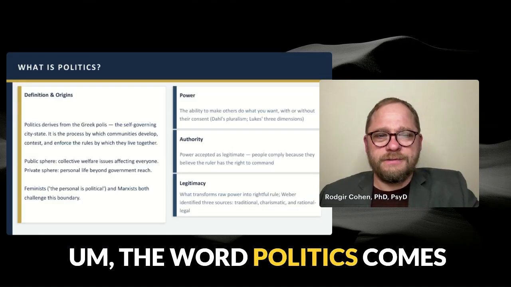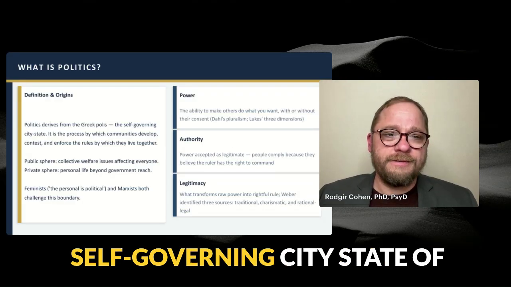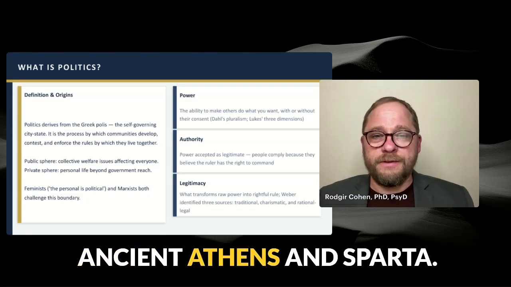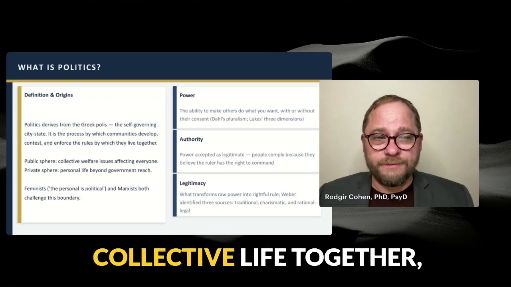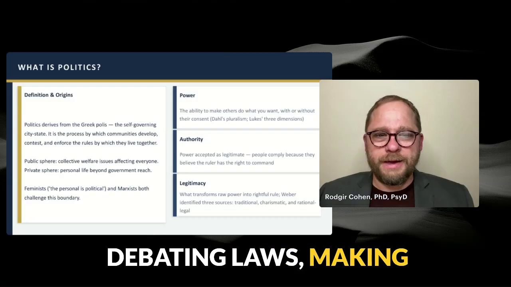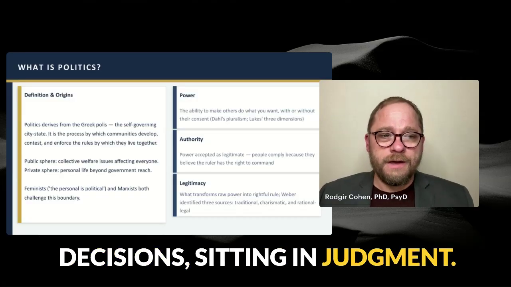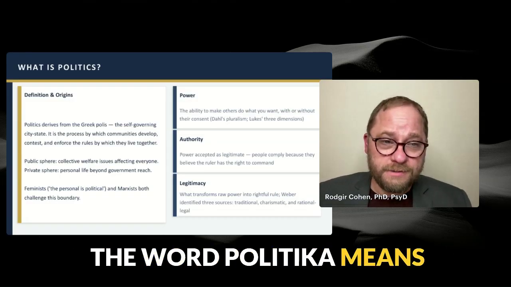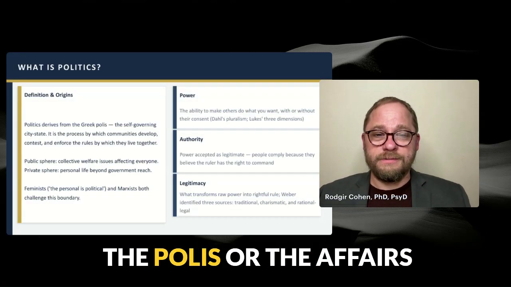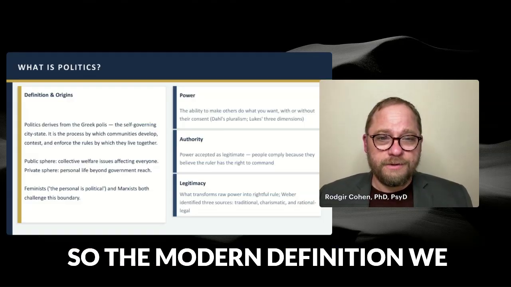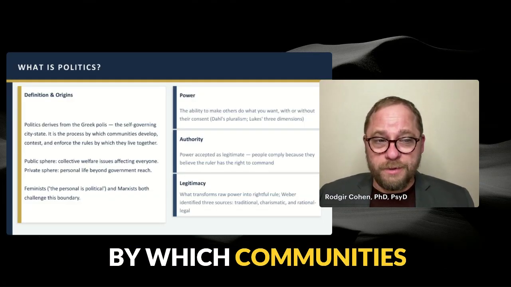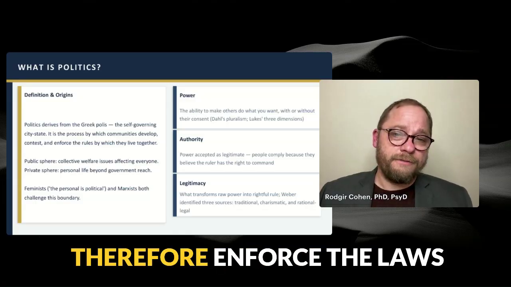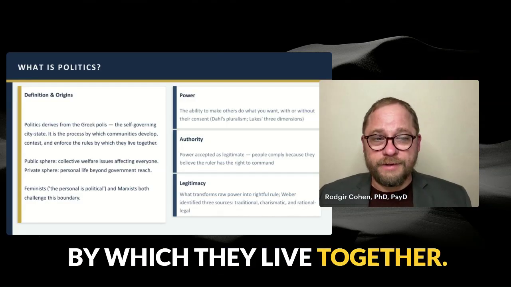The word politics comes from the Greek polis, the self-governing city-state of ancient Athens and Sparta. The polis was a community of citizens who managed collective life together, debating laws, making decisions, sitting in judgment. The word politica means roughly the affairs of the polis, or the affairs of the community. So the modern definition we use, politics, is the process by which communities develop, contest, and therefore enforce the laws by which they live together.